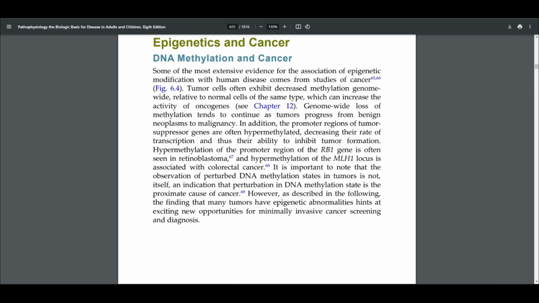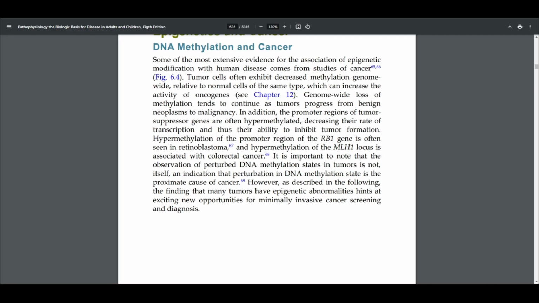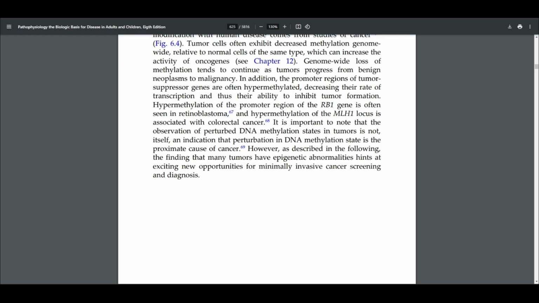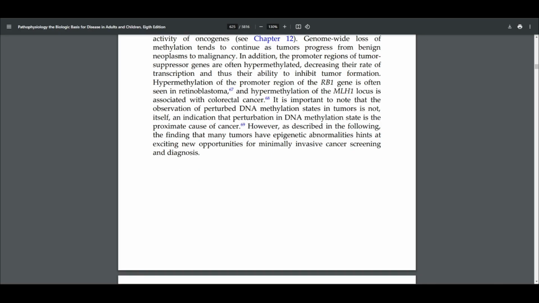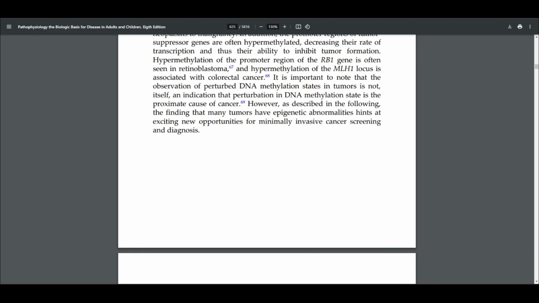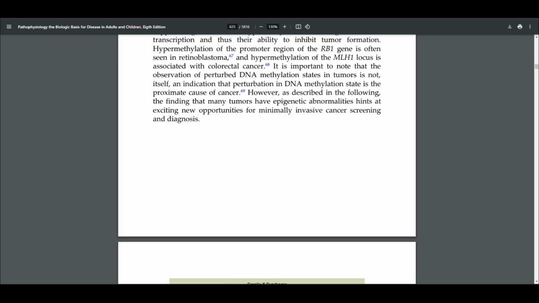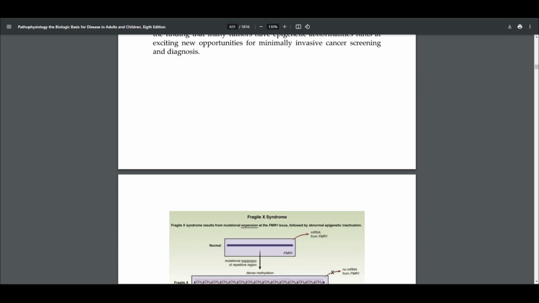Hypermethylation of the promoter region of the RB1 gene is often seen in retinoblastoma, and hypermethylation of the MLH1 locus is associated with colorectal cancer. It is important to note that the observation of perturbed DNA methylation states in tumors is not itself an indication that perturbation in DNA methylation state is the proximate cause of cancer. However, as described in the following, the finding that many tumors have epigenetic abnormalities hints at new opportunities for minimally invasive cancer screening and diagnosis.